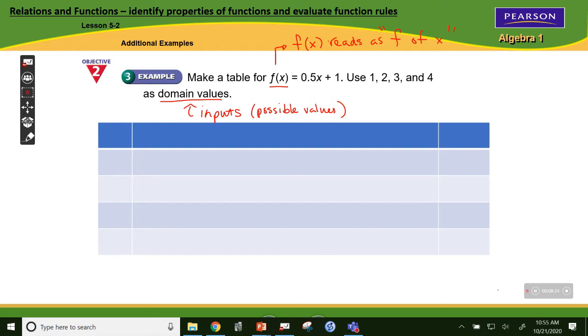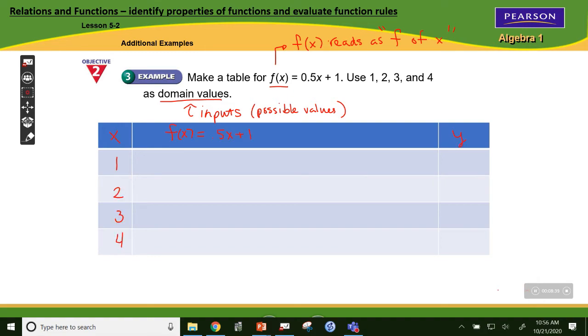Domain starts with a D, comes before range, which starts with an R. X comes before y, so it's domain, comma, range. That's something I would definitely write down. So I'm going to fill out my chart, and then I'm going to show you what I'm doing from there.